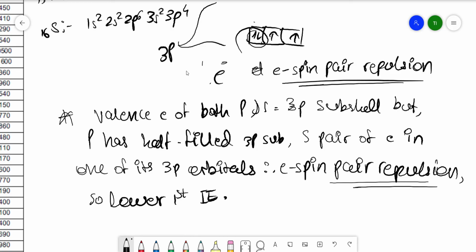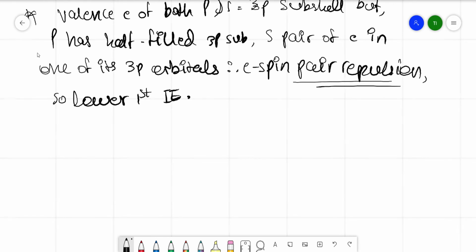Over here you could also comment on the increasing nuclear charge and all that, but it's not really that important. All you have to focus on is this electron spin pair repulsion. This is what they look for mainly. Okay, I hope you understood.